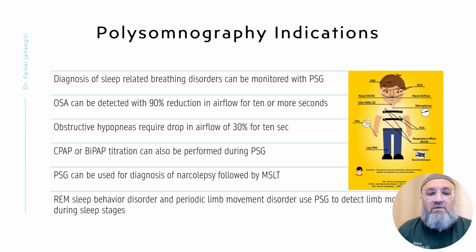So diagnosis of sleep related breathing disorders can be done with polysomnography. Obstructive sleep apnea can be detected with a 90% reduction in airflow for 10 or more seconds. Obstructive hypopneas require a drop in airflow of 30% for 10 seconds. So if there's a drop in airflow of more than 30% for more than 10 seconds, this is called hypopnea.